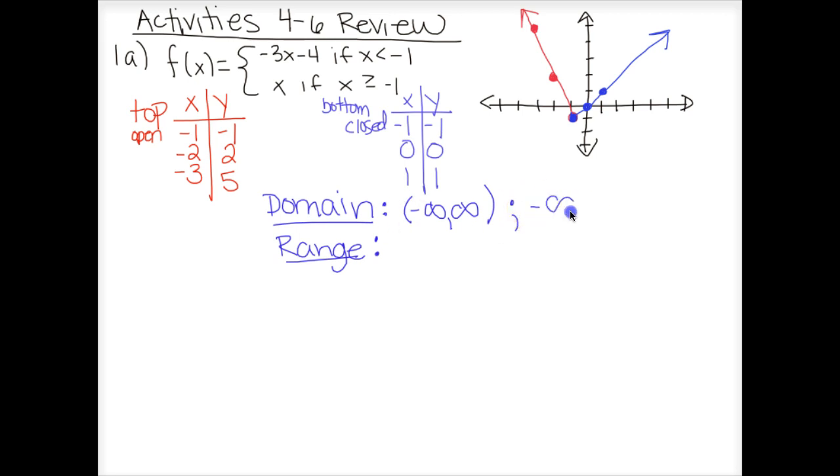Inequality notation, same thing, except you use the sandwich. Our domain variable is x, so it looks like that.